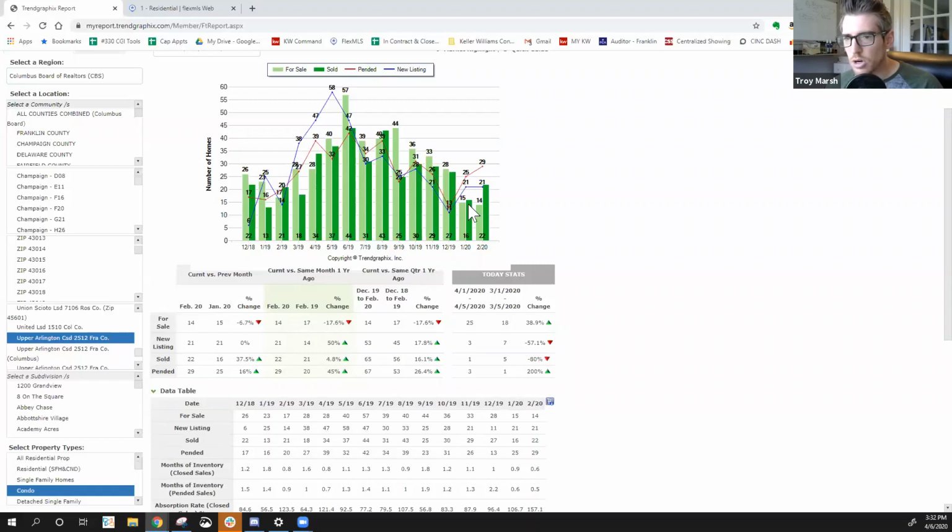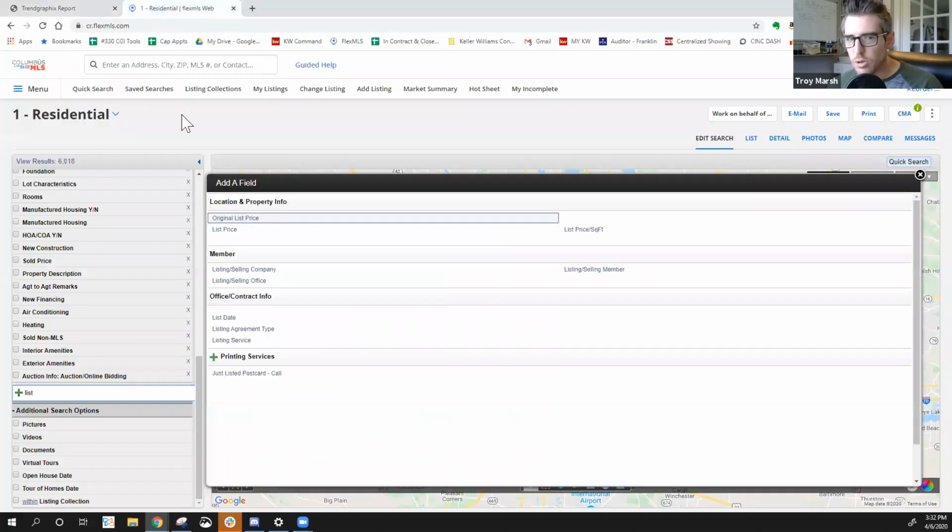So you're having more pendings. You have 9 more pendings, and you have 3 less active properties. You had 7 more new listings, and you still had 3 less active properties. So we're burning through them. So now let's go look at what happened.